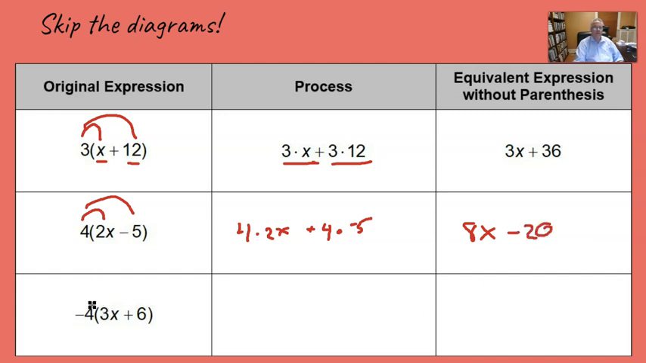All right, we have negative 4 times this. So we have negative 4 times 3x. And we're going to have negative 4 times 6. Okay, so we end up with negative 12x plus a negative 24, which is the same as minus 24.